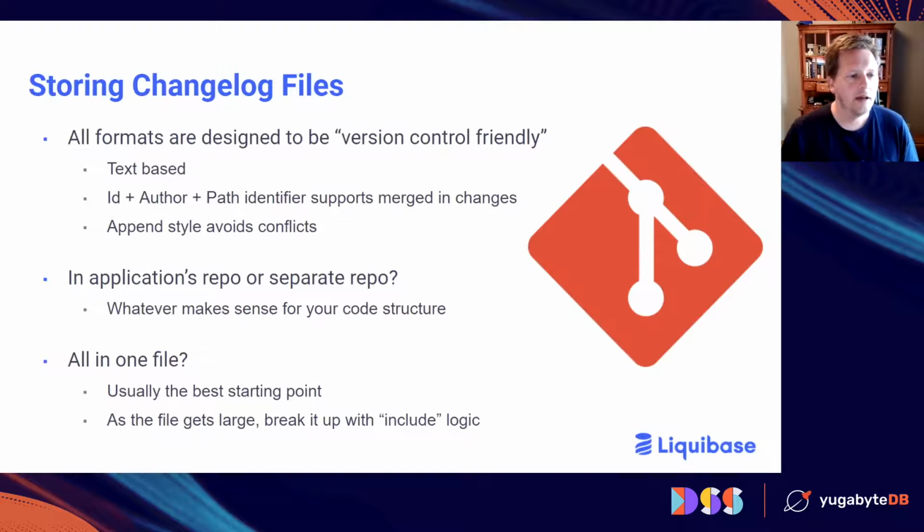The other thing that helps avoid version control issues is that the change sets tend to just be added to the bottom of the change log all the time, just appending to that file. And that tends to work well, avoiding text conflicts as well. Or if you do have any, they're easy to manage. Also, we do support the ability to break up these changelog files into multiple different files based on include logic. Usually it's best to just start out with a single file until it starts getting unwieldy, and then shift from there.